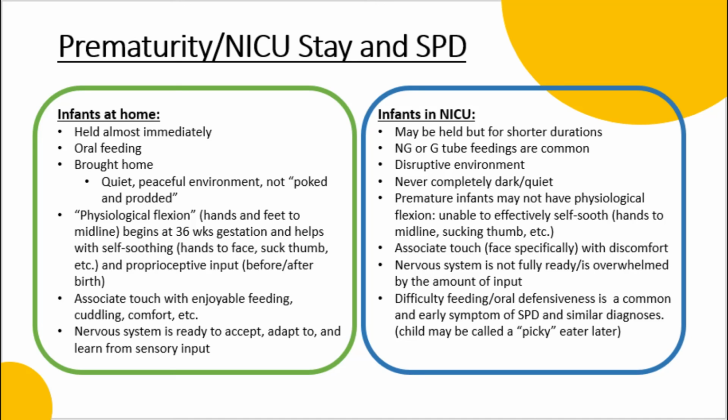Infants at home. So physiological flexion. This is when hands and feet are to midline, and this begins at 36 weeks gestation, and it helps the child with self-soothing. So they can bring their hands to the face, suck their thumb, etc. And it gives good proprioceptive input before and after birth. So premature infants, they may not have physiological flexion yet, so they may not be able to effectively self-soothe by bringing their hands to their midline and suck their thumb and bring their hands to their face.